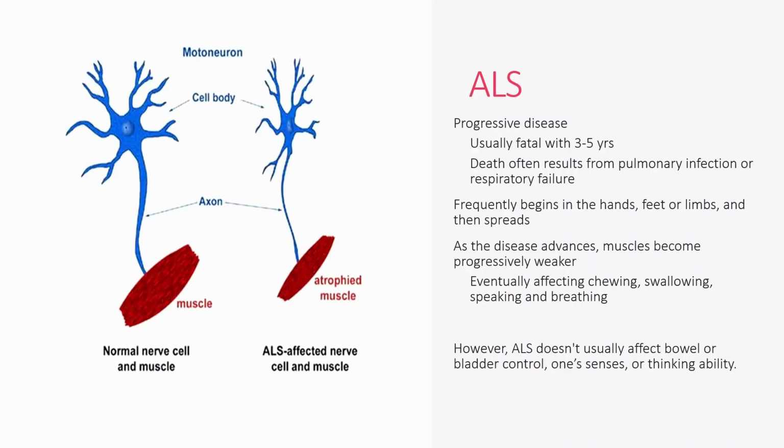Frequently it begins in the hands and feet, so it's distal and works its way proximal. As the disease advances, muscles will become progressively weaker, and then eventually chewing, speaking, swallowing is all a problem. Again, it doesn't affect bladder or bowel or the senses. Stephen Hawking was still publishing and writing things while he was in the wheelchair, couldn't do anything. But his brain was still working, the cognition was normal. It's just a problem with the motor system not working.